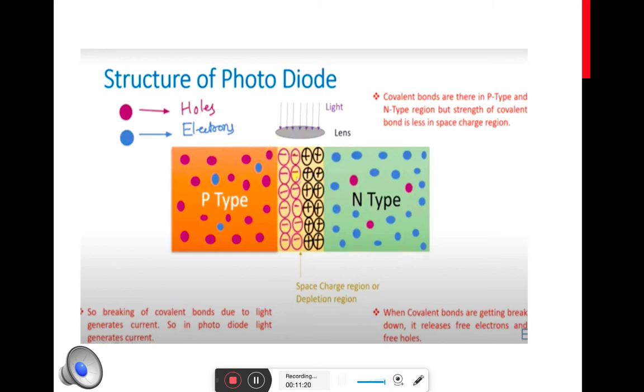Because of these free electrons and holes, current flows, and this current is proportional to the light incident on the space charge region or depletion region. And one more thing, the photodiode is always working in the reverse bias condition. Why? Because in reverse bias, the depletion width increases and there are more ions in the depletion region. If more light is concentrated on a large depletion region, we get a large current flowing through it. So the photodiode is always working in the reverse bias condition.